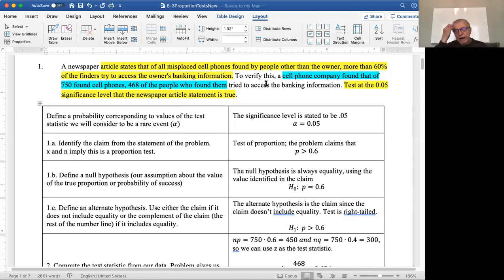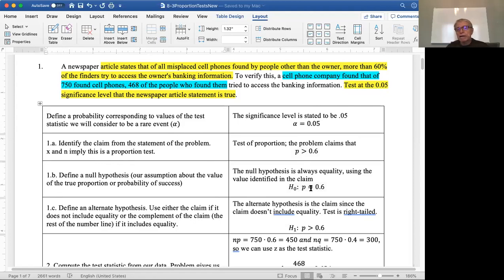You'll notice that I've highlighted in yellow the information that applies to the claim, and I've highlighted in blue or turquoise the information that comes from the sample that we'll need to calculate the test statistic. Okay, so we know what alpha is, 0.05. We know that the claim is back up here, more than 60%. We know that's P, proportion. The value is 0.6, and we know the relationship is more than, or greater than.